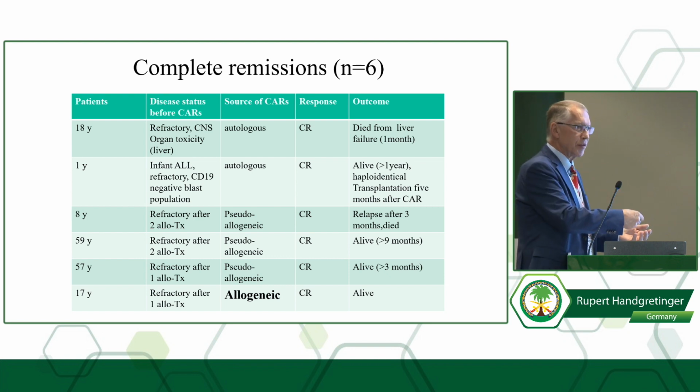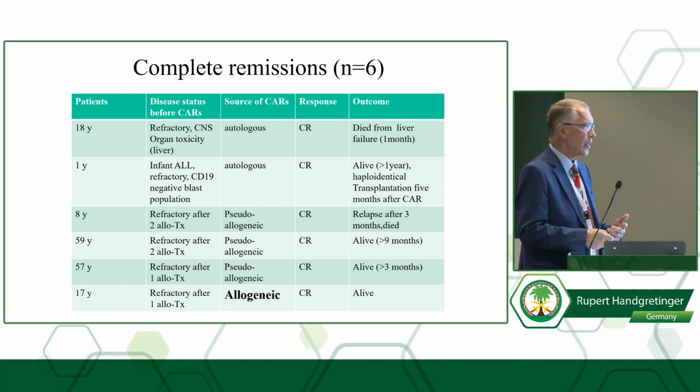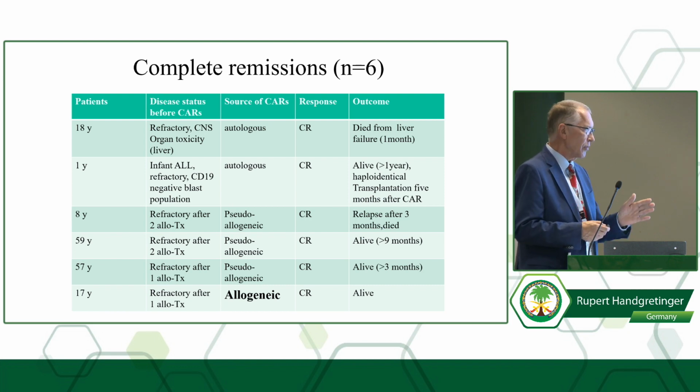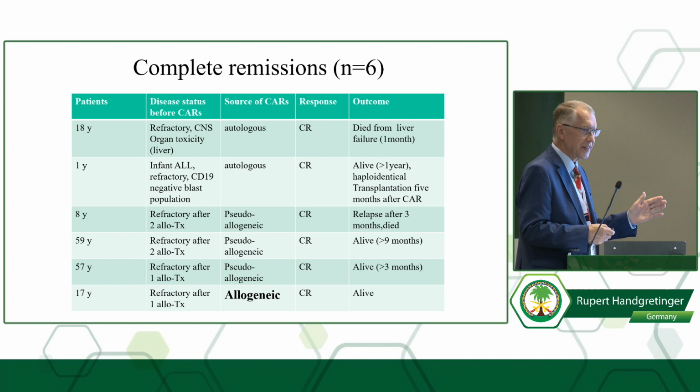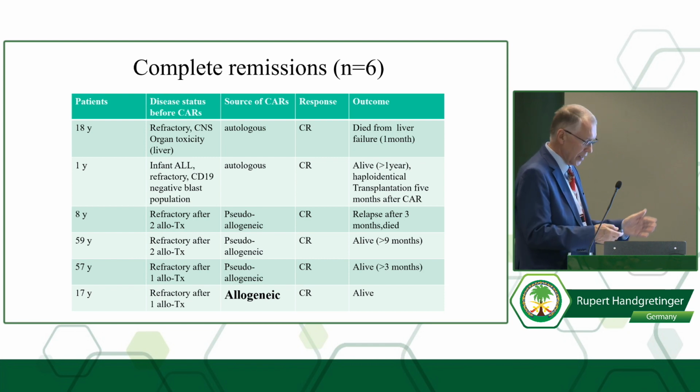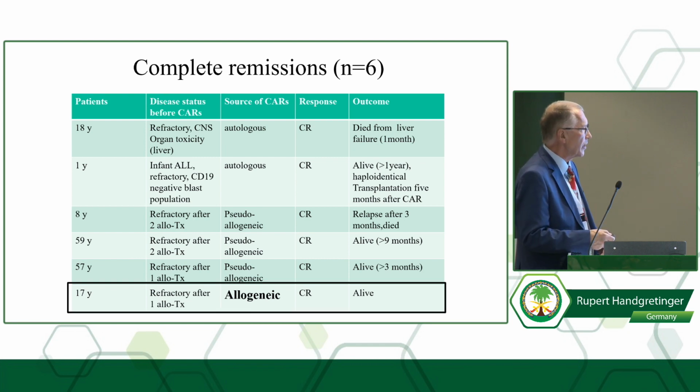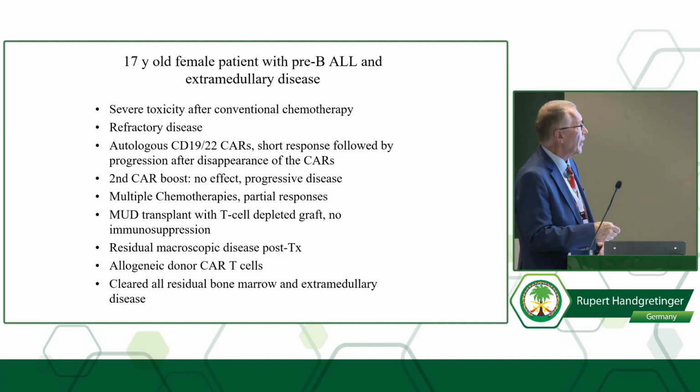So they have not been from the patient, but directly from the donor. When we received the stem cell product from the donor, we put part of the mobilized stem cells apart and produced the CAR T cells, because we knew that this patient would need it, and I'll show you a little bit why. This was a 17-year-old patient with a lot of extramedullary disease. She had a lot of toxicity after conventional therapy, refractory disease. She had then autologous CD19/22 CARs twice, no effect, short response, but then also progression again.